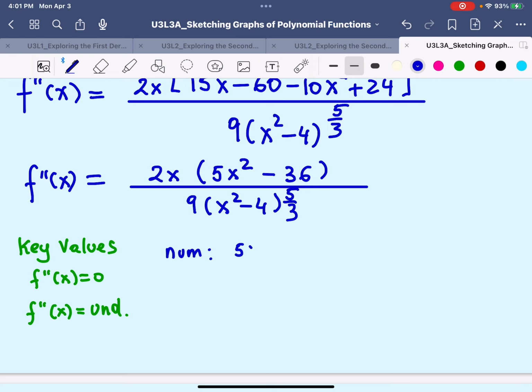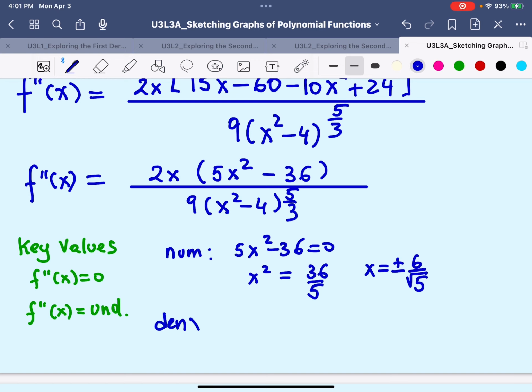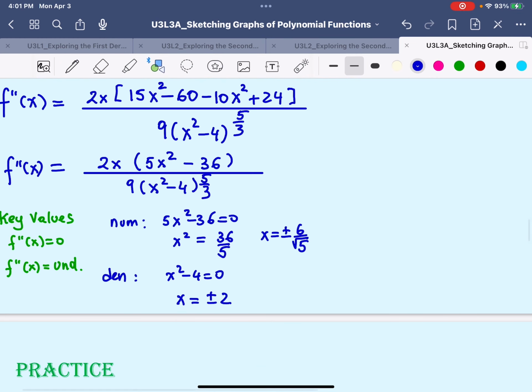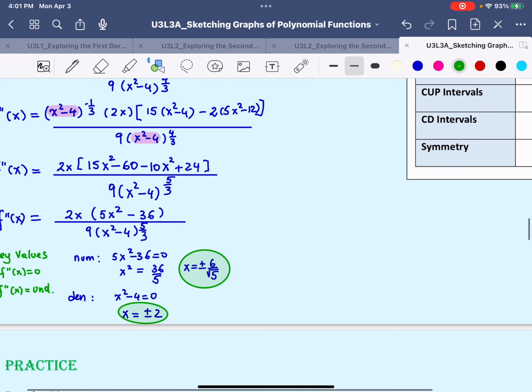For the numerator, we have 5x squared minus 36 equals 0. So x squared is 36 over 5, which will make x equal to plus or minus 6 over root 5. In the denominator, we have x squared minus 4, which can be equal to 0, and x equals plus or minus 2. So these are the key values we're playing with for the second derivative. So what we're going to do is build the chart now.